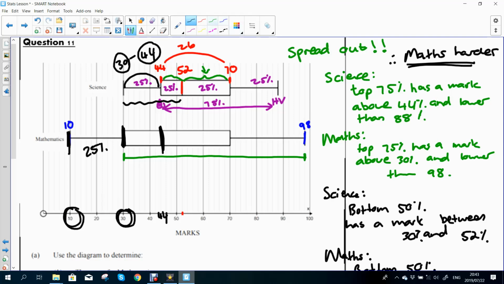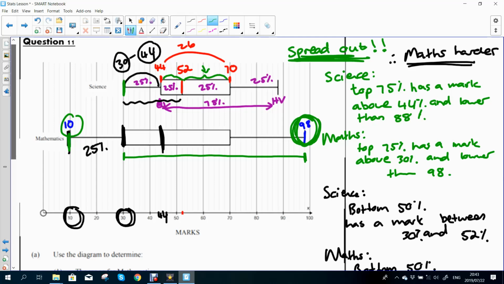You can also, if you want, mention the lowest mark. The lowest mark for science was 30 and the lowest mark for maths was 10. Yes, the highest mark was for maths, but this might be an outlier. This might be one person that understood the maths exam and the rest of us didn't. So you can't really go on one outlier and say, oh, the maths was the easiest. It doesn't work like that. You have to look at the spread of the data. That is what this is about.